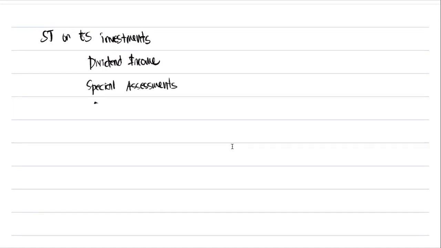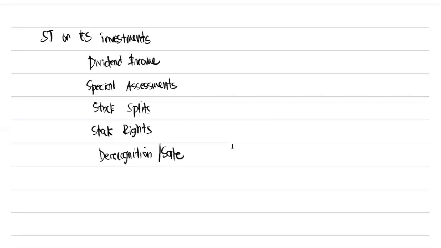We have also your stock splits and your stock rights, including the derecognition or sale. So our topic will revolve around these items. First, dividend income, and then special assessments, and then we go with your stock splits, stock rights, and your derecognition or sale of your equity investments.